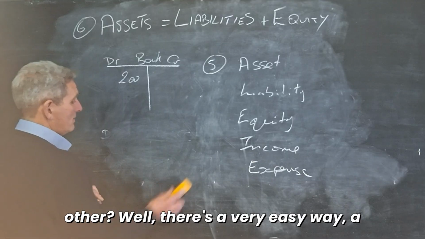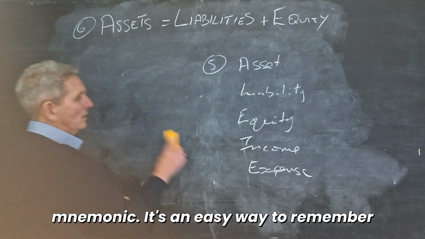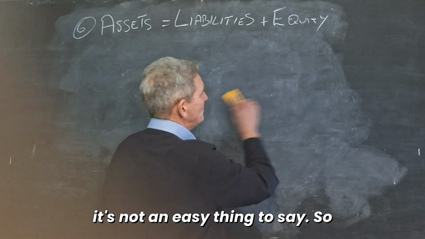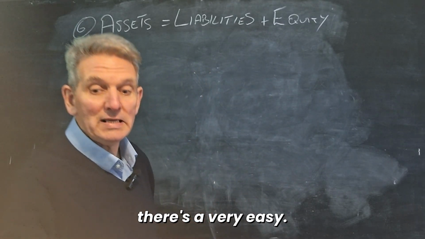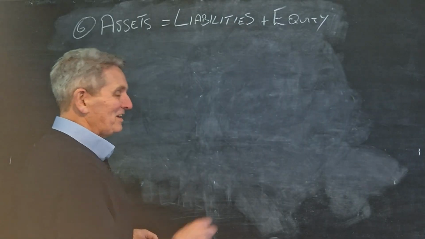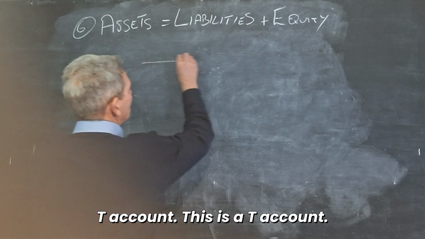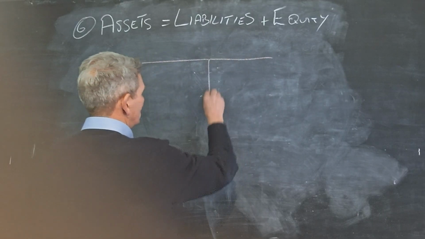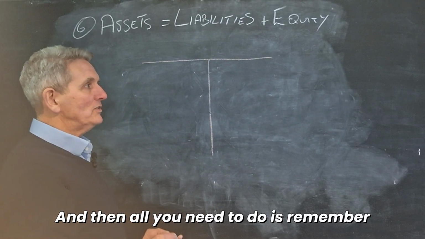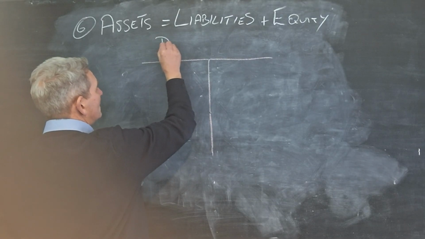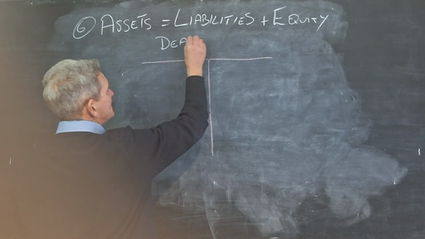Well, there's a very easy way, a mnemonic. It's an easy way to remember. It's not an easy thing to say. So there's a very easy mnemonic to remember. Let's draw a big T account. This is a T account. And then all you need to do is remember the mnemonic DEAD CLIC.